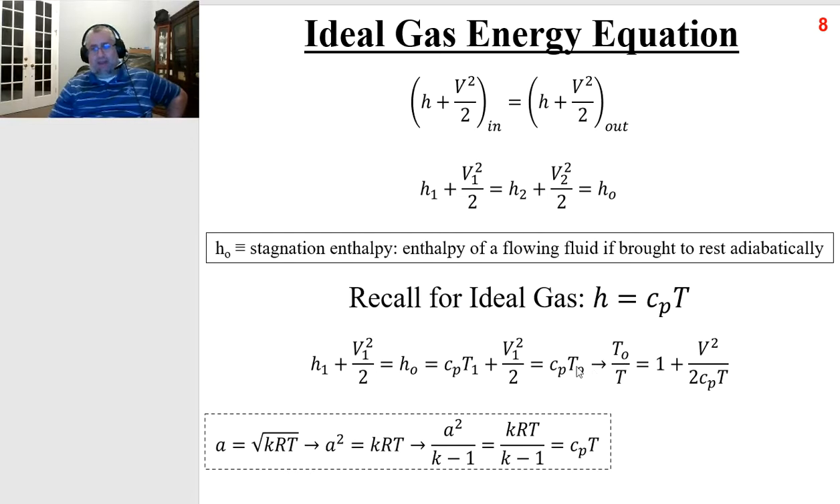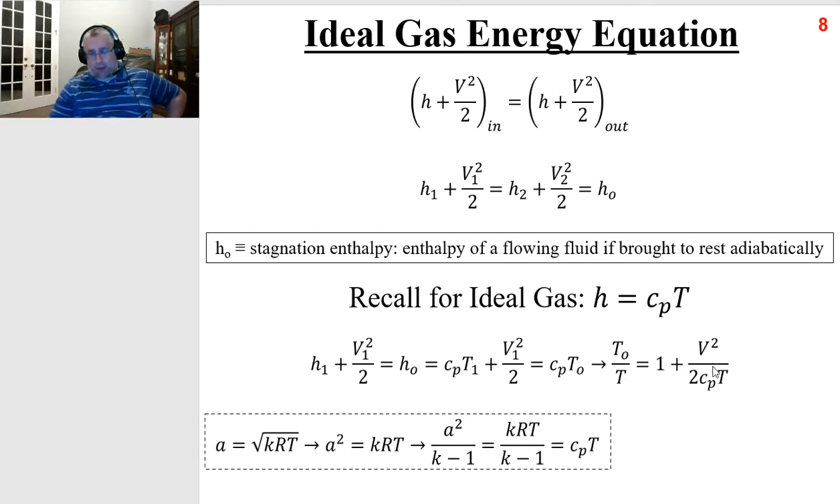Then I can say, okay, now that I've got this relationship for the temperature in my fluid at any state, I can divide both sides by temperature and come up with a ratio of the stagnation temperature to the actual temperature at any point in the flow field by solving for that ratio. And so that's what I do here in this step. So the ratio of those two, stagnation temperature divided by temperature at any point in the flow field, is equal to 1 plus the velocity at that point in the flow field squared divided by 2 cp T.